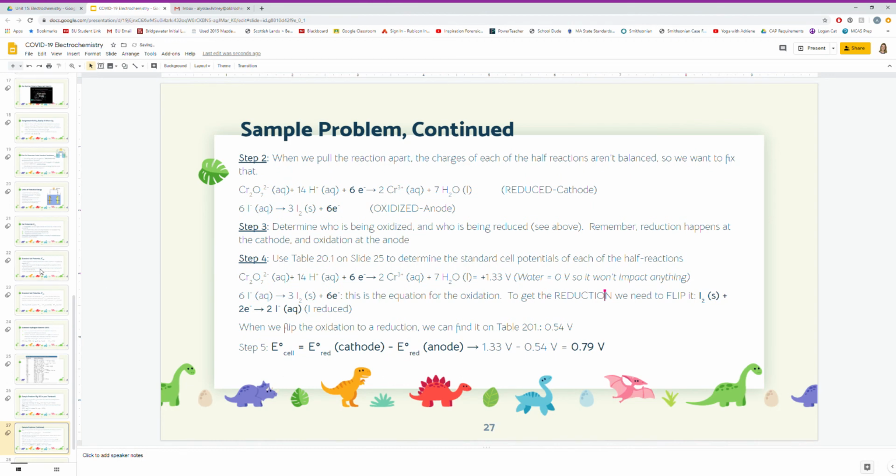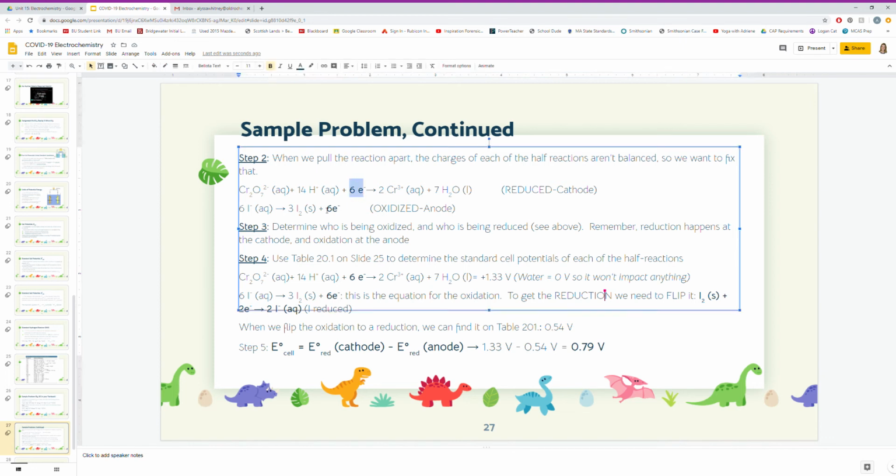There we go. So when we pull the reaction apart, you'll notice that the charges on each of the half reactions become imbalanced, and we need to fix that. And so we add electrons to both sides to fix the two half reactions. When you recombine the equation, those electrons cancel back out and you get to the original equation, but we need to put them in to balance the charges on both sides in our half reactions.